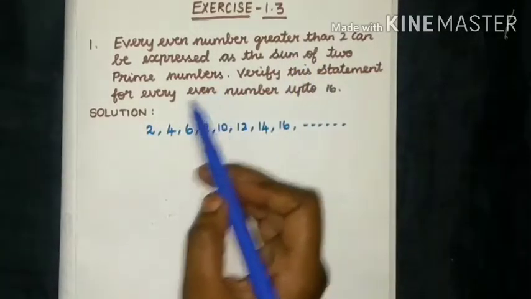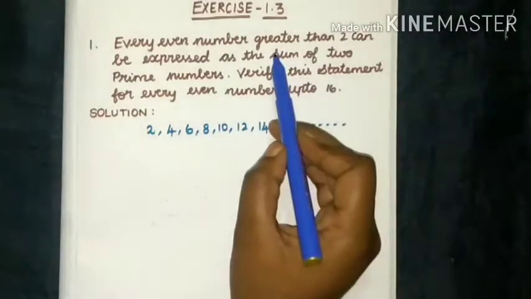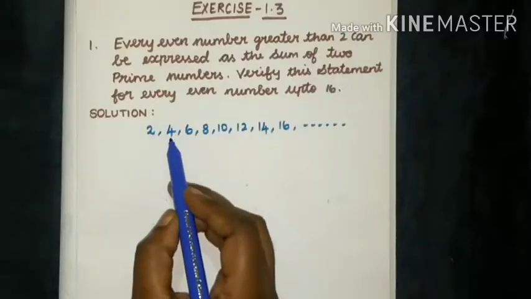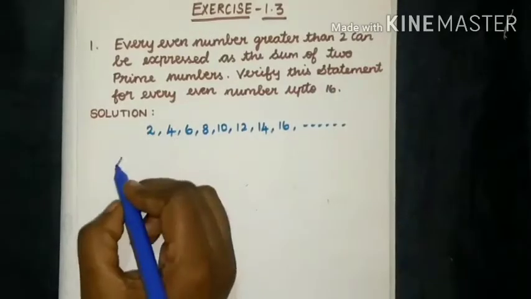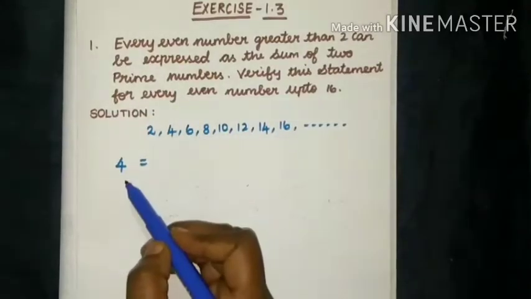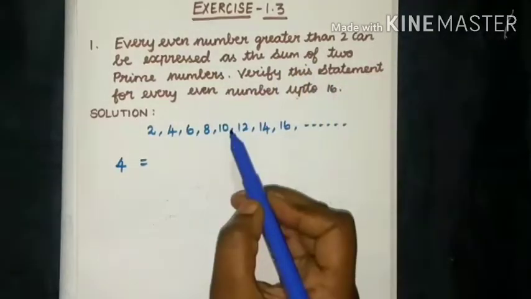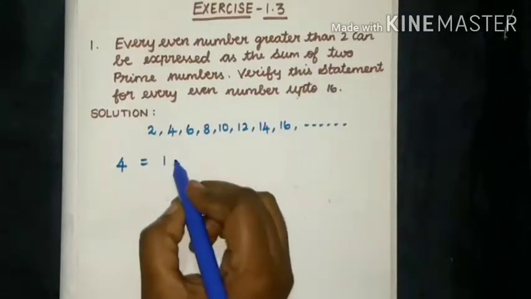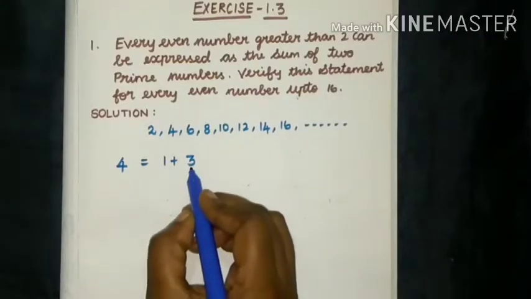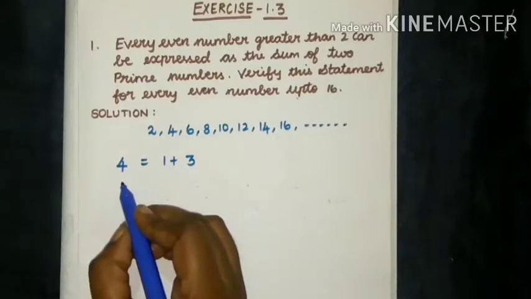For example, if we take the even number 4, because in the question it is already given that greater than 2, the next number will be 4. 4 is an even number. 4 can be expressed as a sum of two primes, that is 1 plus 3. Here 1 is a prime number, 3 is a prime number. 1 plus 3 equals 4. That is an even number.